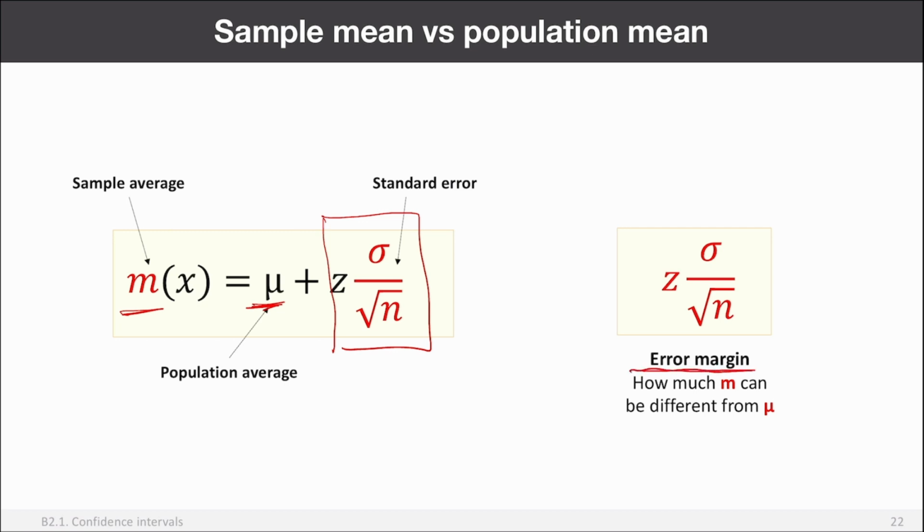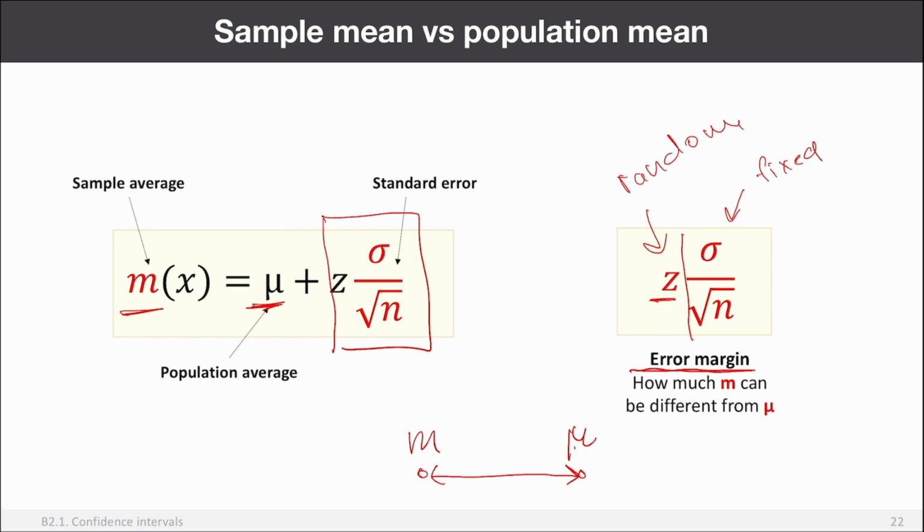And you can see it's a random value, right? So this is a fixed part. This is fixed, it's the standard error, right? But this part is random. It means that the distance between m and mu, let's say m is here and mu is here, this distance is a random value. So sometimes m can be close to mu, sometimes m can be far from mu.